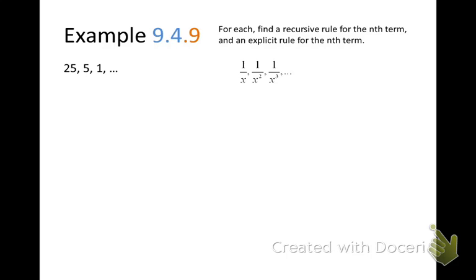All right, so for this one, we want to find a recursive and an explicit rule for each. So recursive rule should be pretty easy. It's just whatever the common ratio is times a sub n minus 1. So my recursive rule here starts out as a sub n equals, what's my common ratio? What am I doing? 1/5 times each of the previous terms, a sub n minus 1.